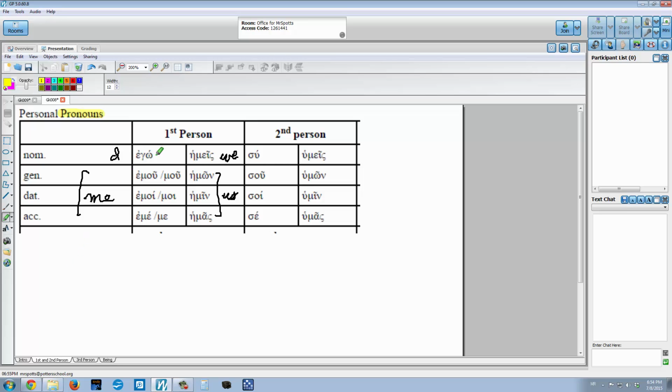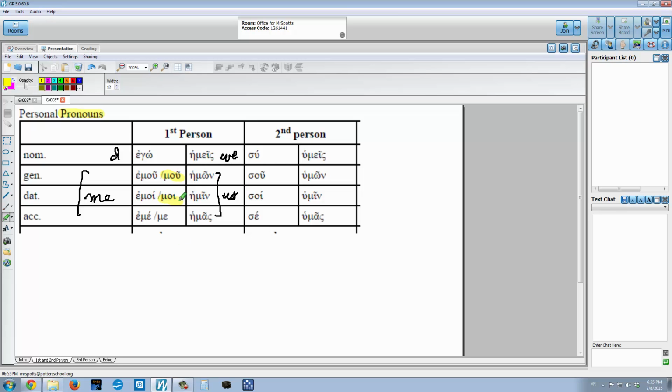So we see ego for I. And then notice there are two different forms, emou and mou. When my daughter was quite a bit younger, she enjoyed it when I made up Greek sentences about my something, because we'd always get to say moo. All right, just like a cow. And if it's dative, to me, it's moi.